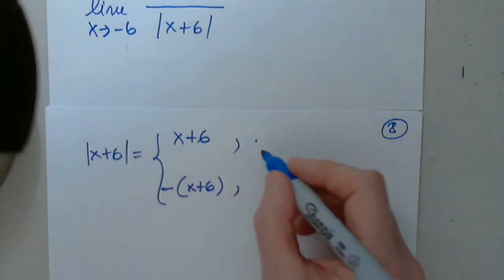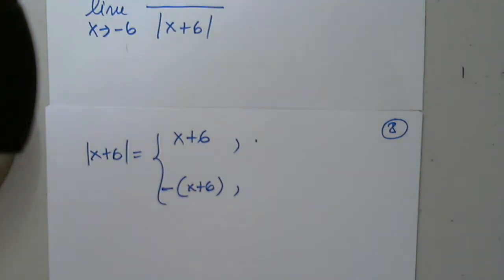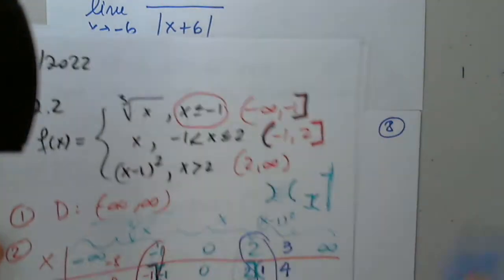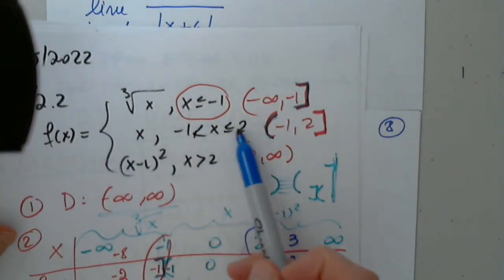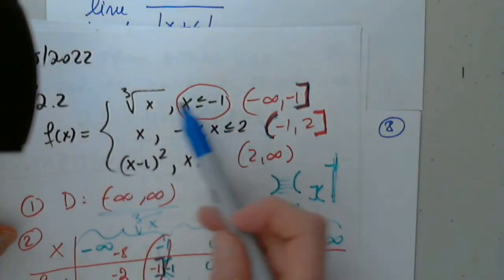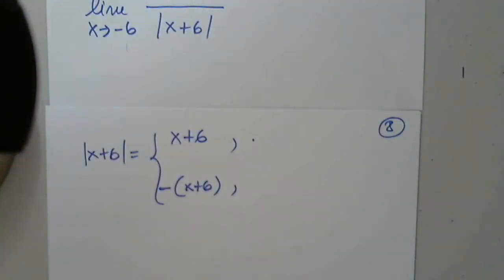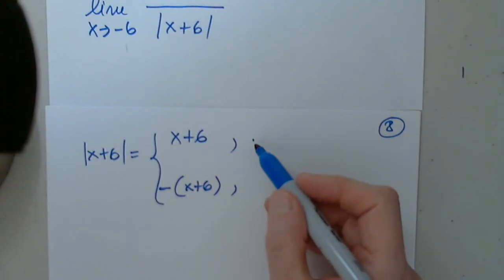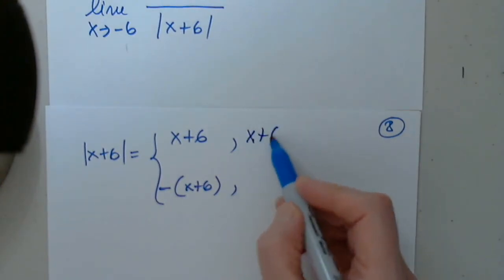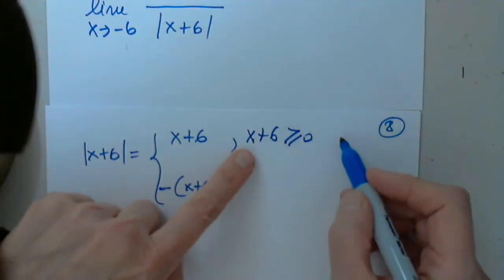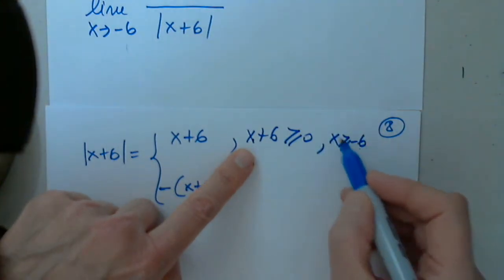It's not good enough where I have to write. It's a piecewise defined function. That's how a piecewise defined function works on different pieces of x. So, x plus 6 greater than or equal to 0, which really means x greater than or equal to -6.